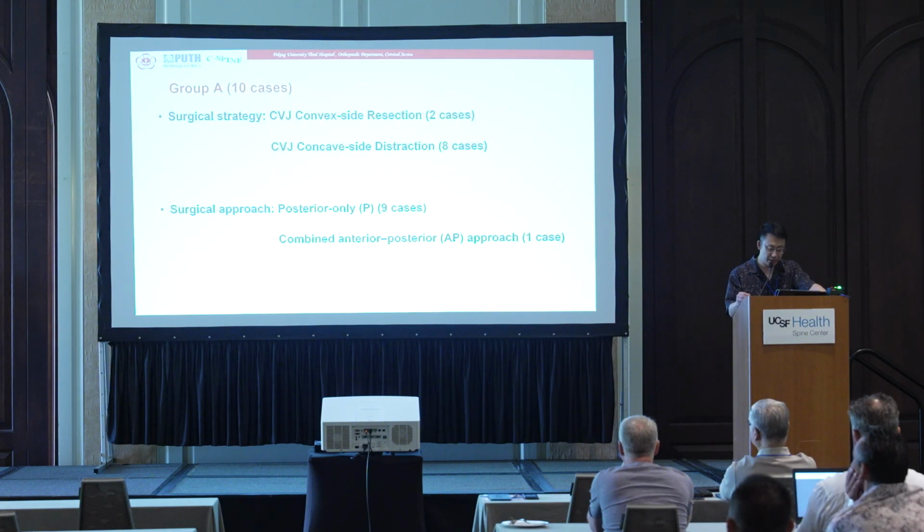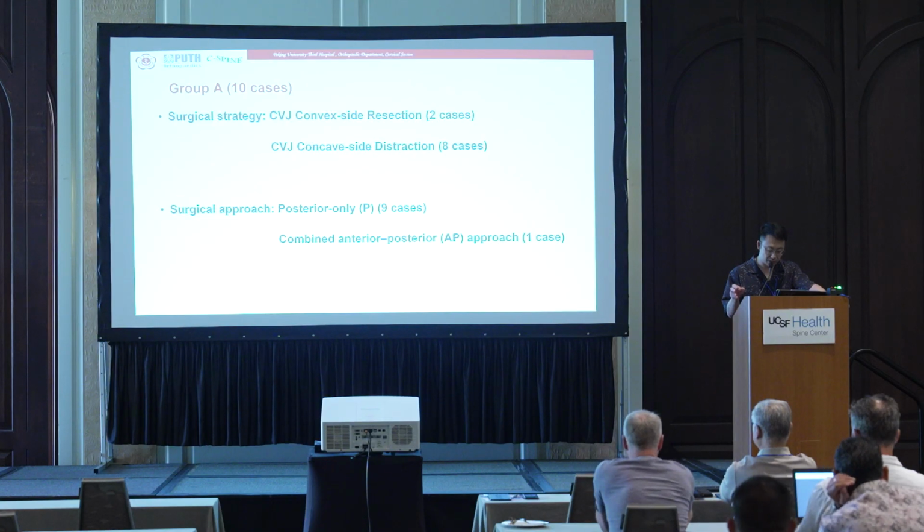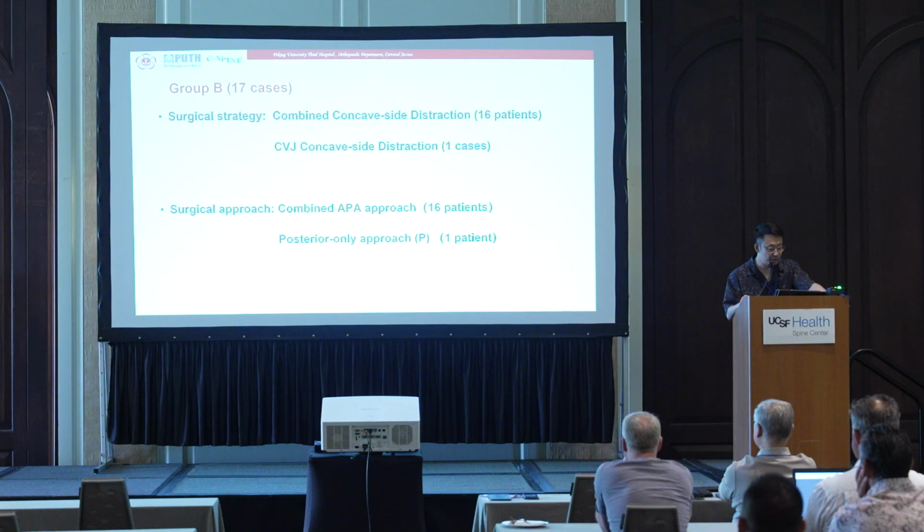We can see in Group A, the 10 patients only have the scoliosis within the CVJ region. 2 patients underwent convex side resection, while the remaining 8 patients were treated with the concave side distraction method. The majority, 9 out of 10 patients in Group A, were managed using a posterior-only approach. Only 1 patient required an anterior transoral release, followed by posterior distraction for the deformity correction.